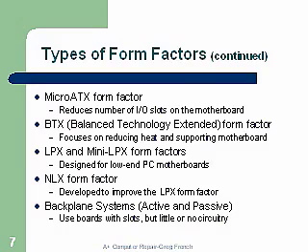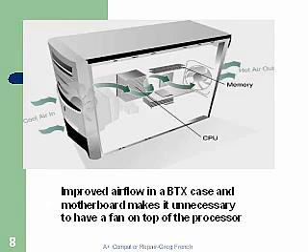Here's an example of the BTX. This is improved airflow in the BTX and motherboard. It makes it unnecessary to have a fan on top of the processor. You'll probably still find fans on top of the processor because they do get very hot. But you can see this is really an improvement, having the CPU right here, so the air comes in, crosses it, and goes right on out.